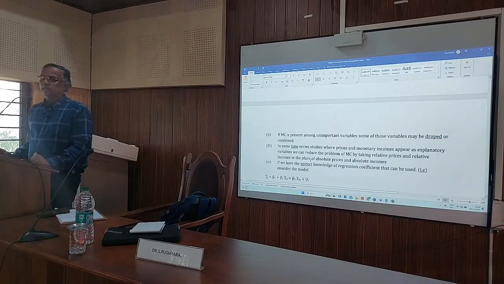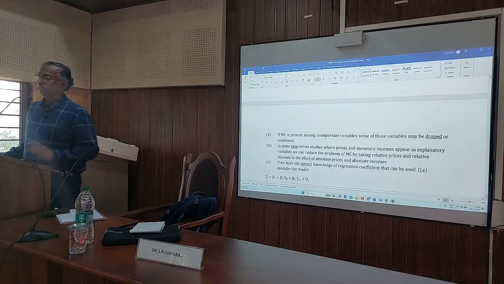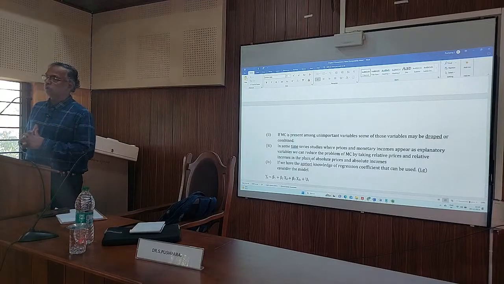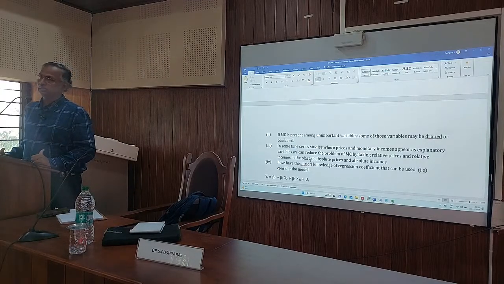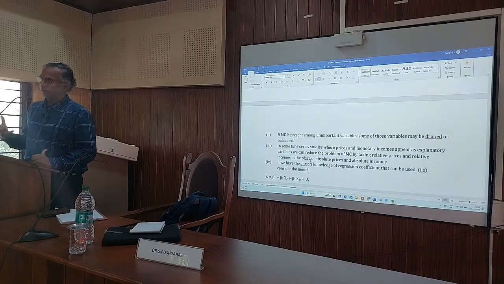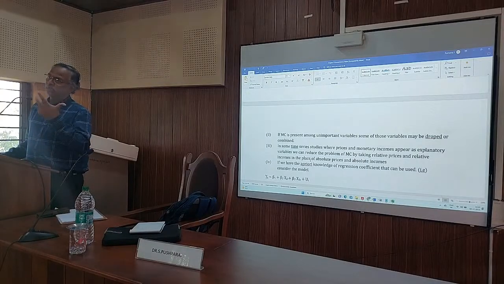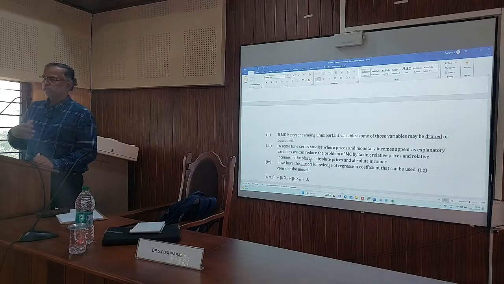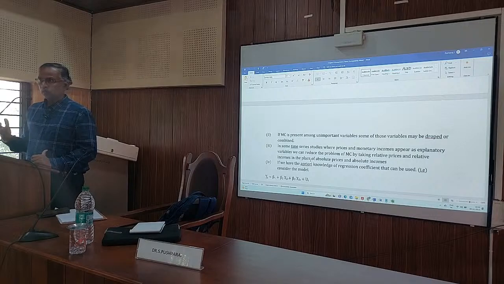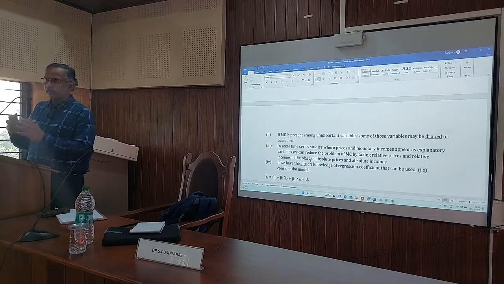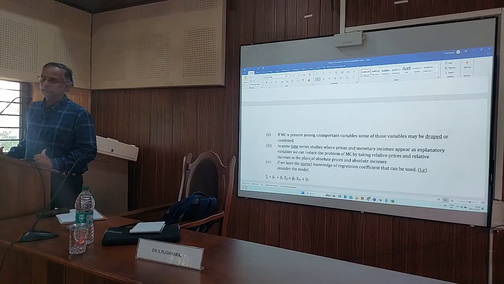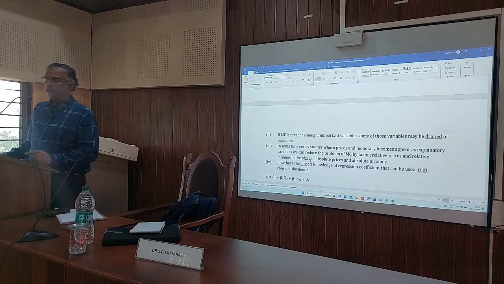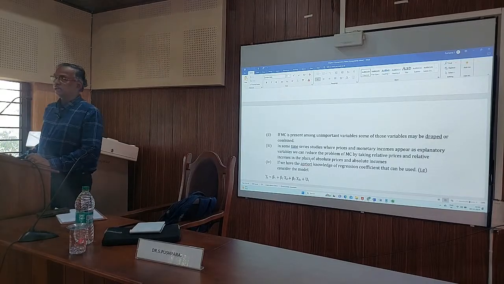Another way is that if the relationship between x1 and the other variable is known, you can replace x1 with those variables. If x1 and x2 are related, and I think x1 is 2 times x2, we can replace x1 with 2 x2, and then the coefficients will readjust according to that relationship. All these things are discussed in your Gujarati.